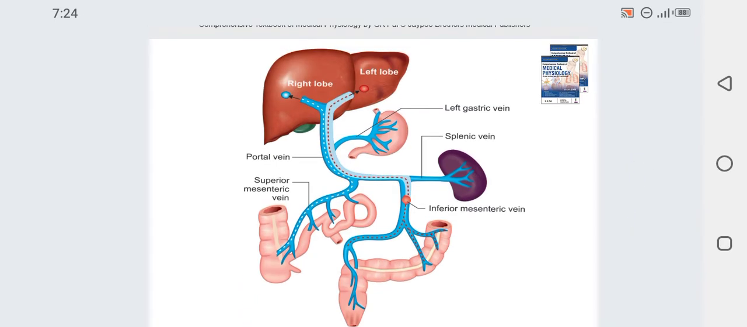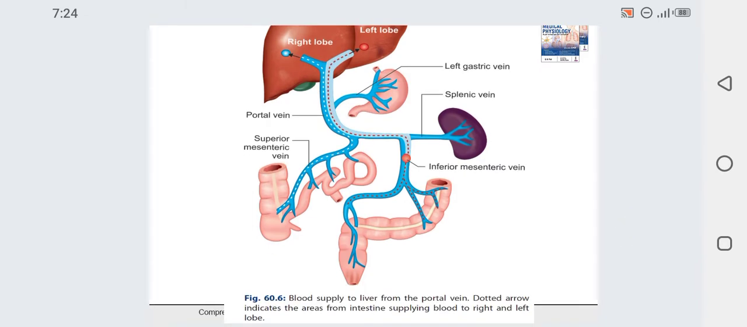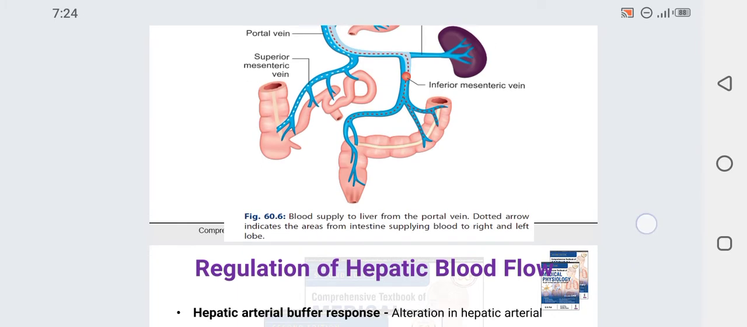This picture shows the blood supply to the liver from the portal vein, and how the portal vein forms and supplies the liver.